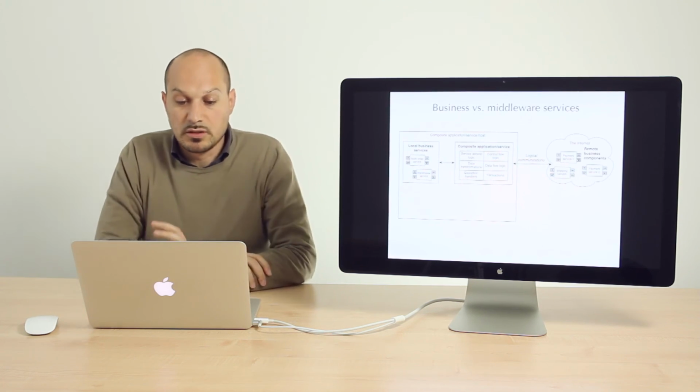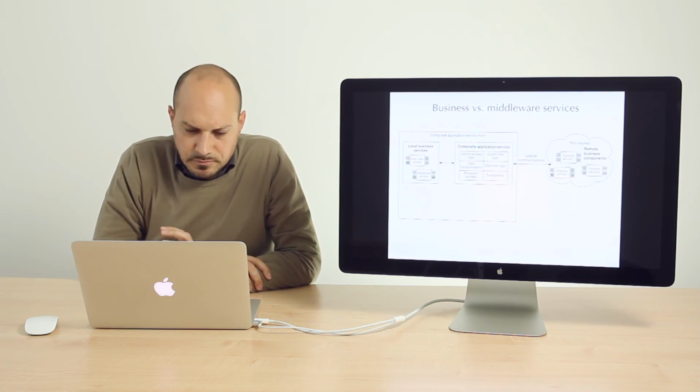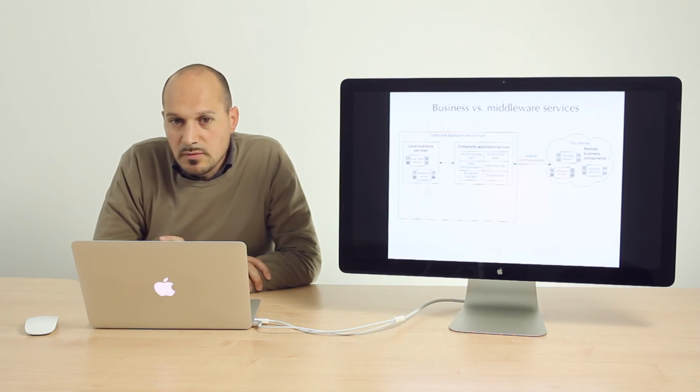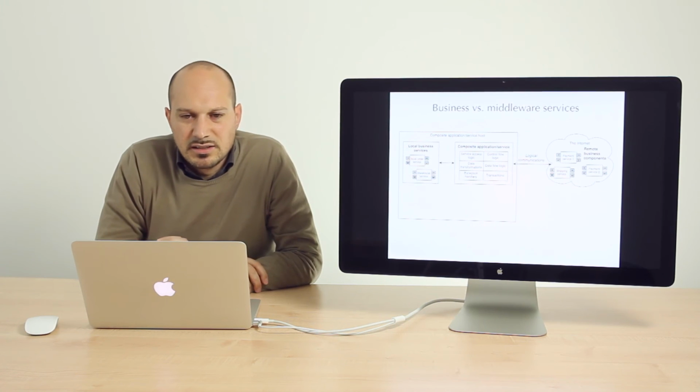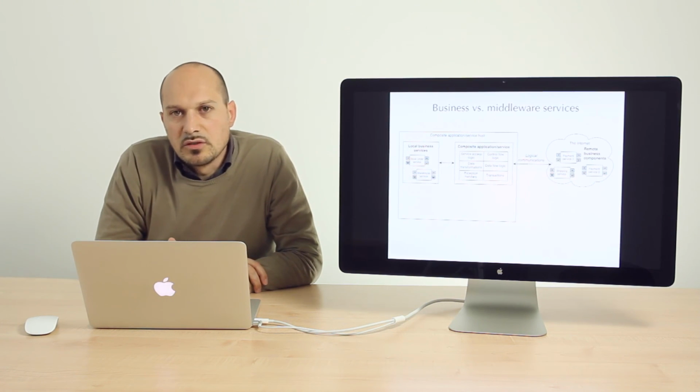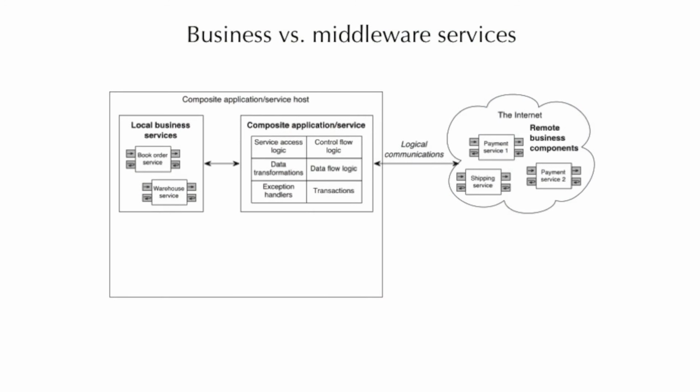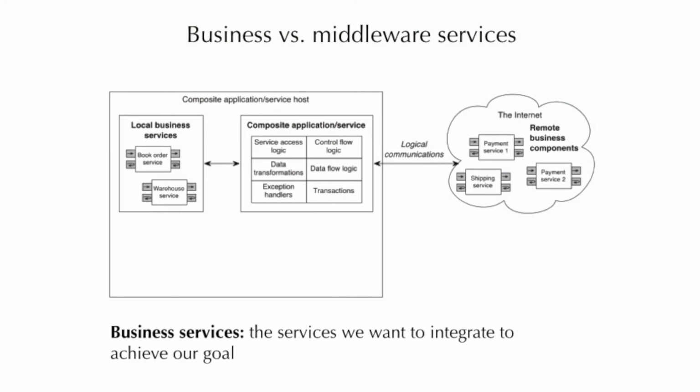Maybe one precision before going on. We talk about web service composition, but we can distinguish at least two conceptually distinct types of web services. First, we have business services, and then we have middleware services. The business services are essentially the services that we are interested in, the services that we really want to compose. As we have seen before, we have a composite application that integrates either some local services that we developed ourselves, or services coming from the internet.